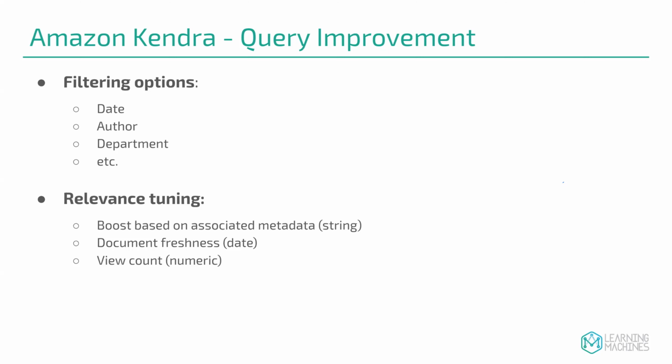Or something like a view count. So how many people have looked at a document before, and if you set up the relevant relevance tuning, you might then be able to get documents that are viewed more often to rank higher in your search results.